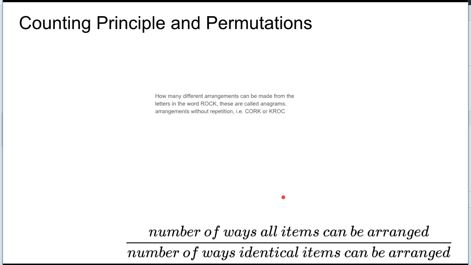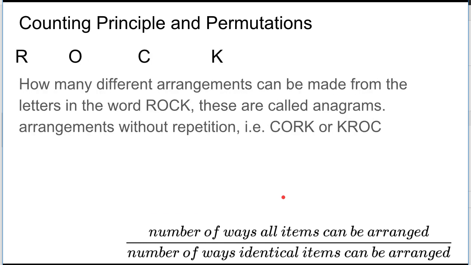All right, let's take a look at the next one here. How many different arrangements can be made from the letters in the word rock? All right, so R-O-C-K. We've got 4 distinct objects, and we're going to arrange all of them. So 4 factorial equals 24.